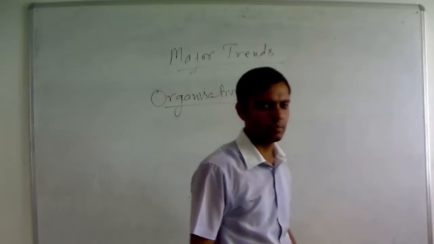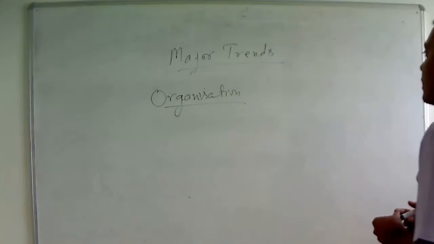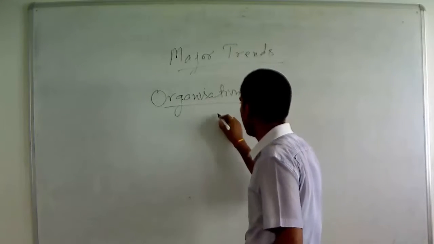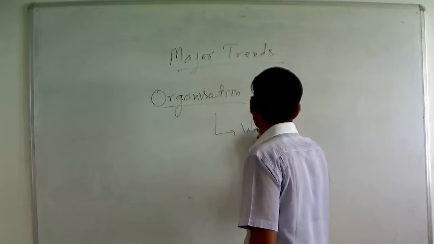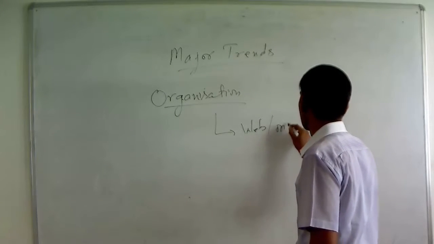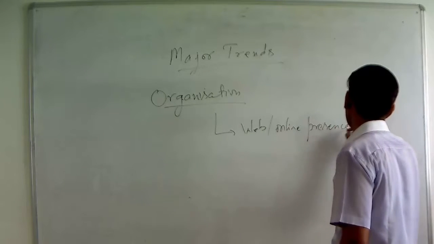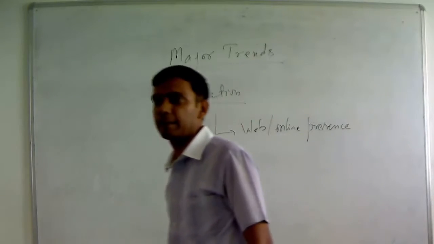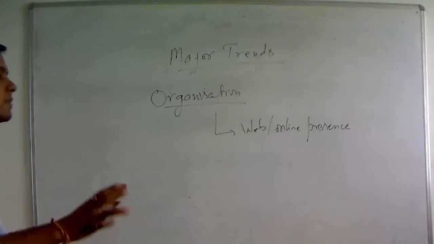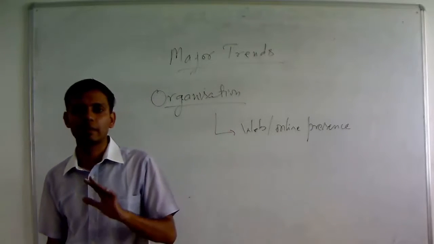It can be a manufacturing organization, it can be a producer, manufacturer, assembler, anything. If you are a product oriented company, then the scenario is changing: I need a web or an online presence. Every company has a website, whether it's static or dynamic.